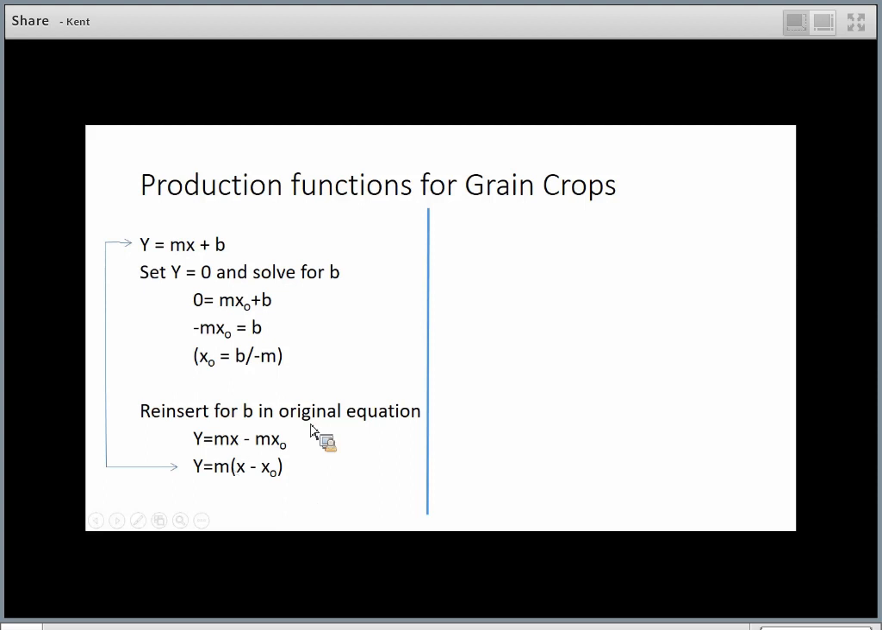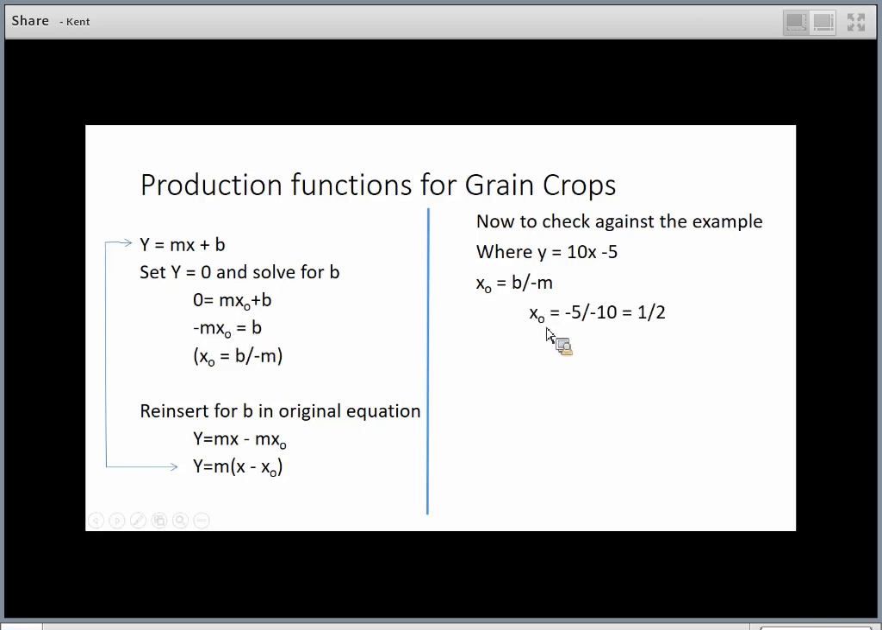So those are equivalent equations, and what it gives you is the intercept of the x-axis, which is a nice function to have for crop production functions. So to check it, I'll just go through this a little quicker this time. Now to check against the example, x0 equals b divided by minus m. So you can solve that for x sub 0.